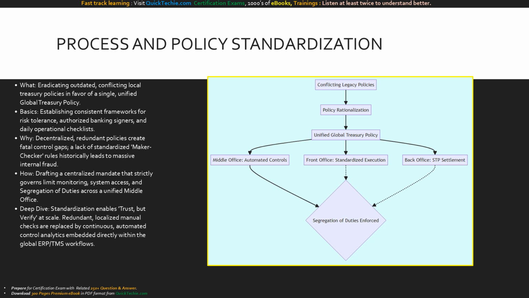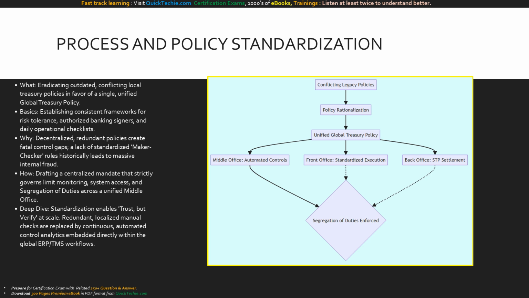Drilling into the deep dive, standardization allows us to apply the trust but verify principle at a global scale. We strip away redundant, localized manual checks and replace them with continuous, automated control analytics embedded directly into our new, unified TMS workflows. We streamline the rules to maximize protection.